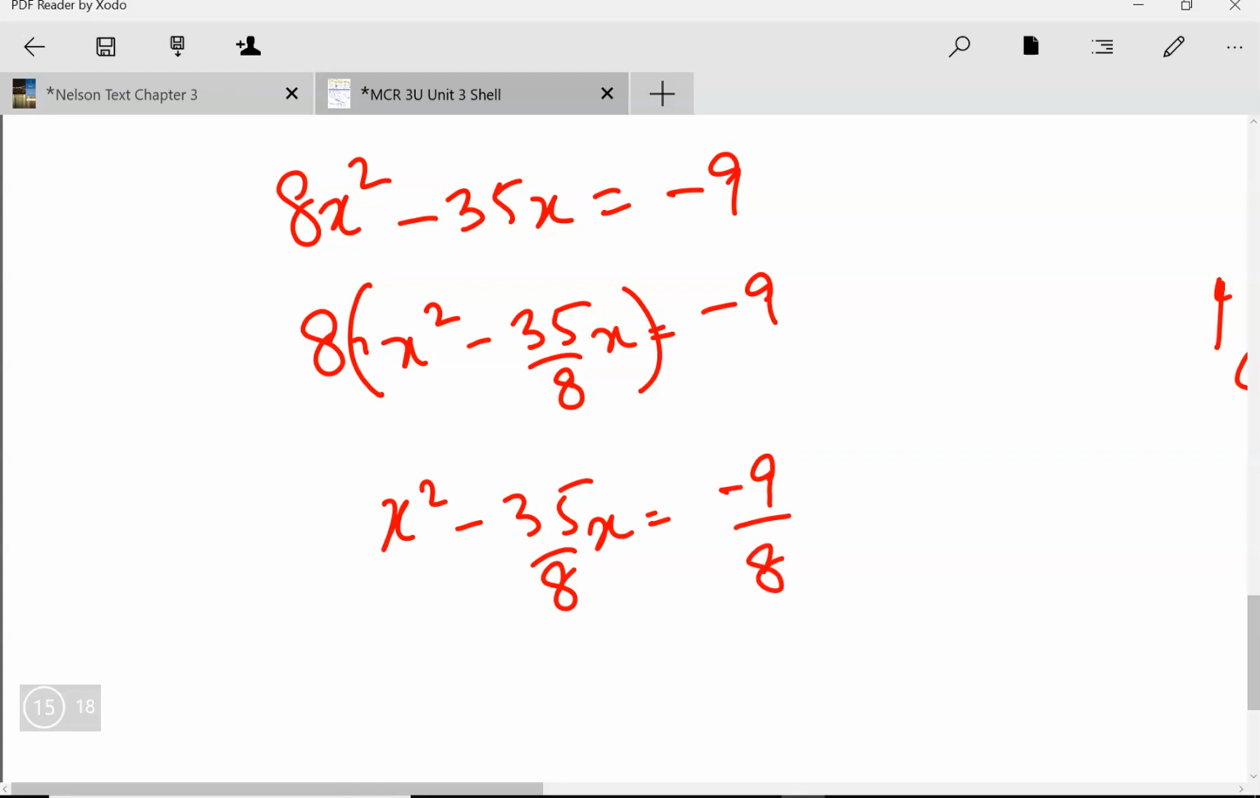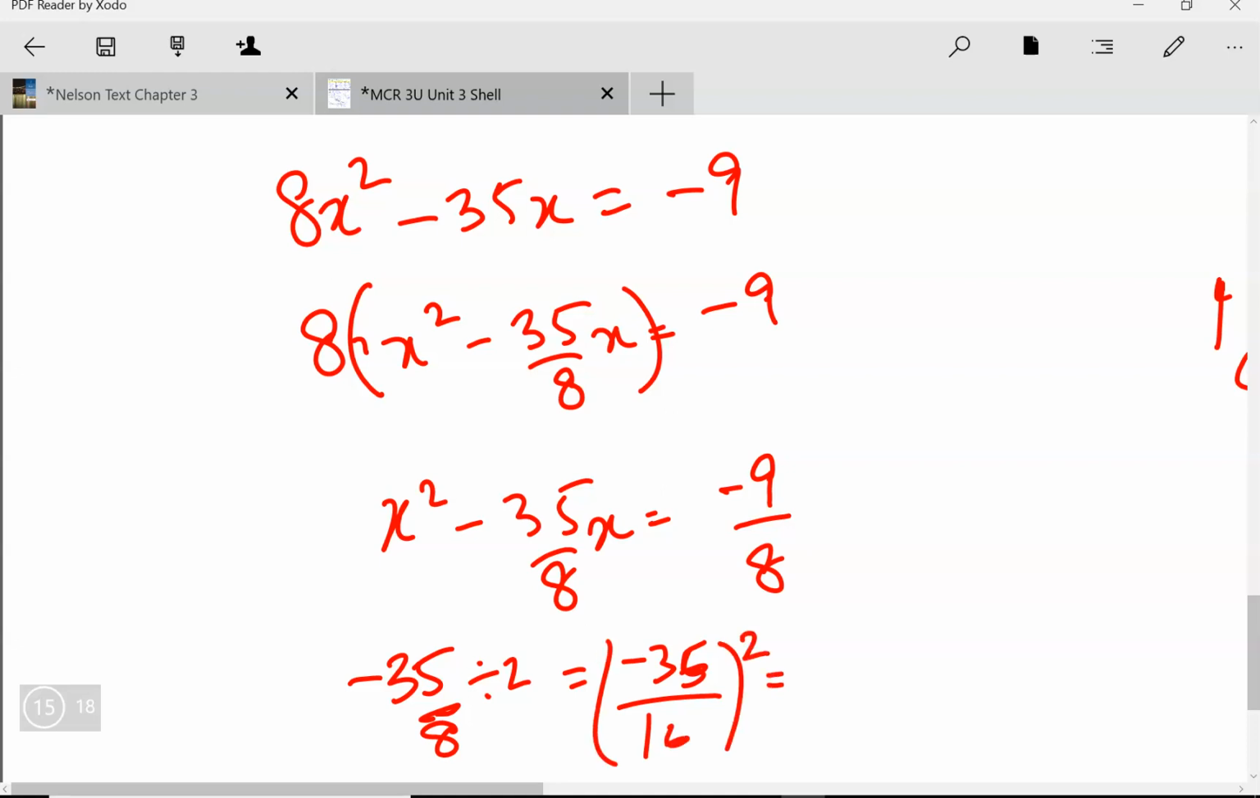Okay, then we're going to take negative 35 over 8. We're going to divide that by 2, which gives us negative 35 over 16. And we're going to take the square of that.